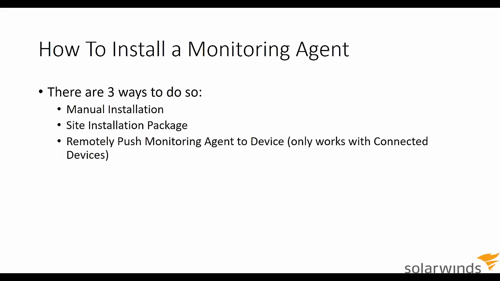So the first thing we're going to talk about is how to install a monitoring agent. There are three ways to do it. The first way is manual installation. You actually do it manually on individual machines. Then we have a site installation package. If you have more than one device you want to put agents on, that way is much easier to do. And the third and the last way is to remotely push monitoring agents to devices. This only happens if you have Active Directory features enabled, and it only happens to devices within your network.